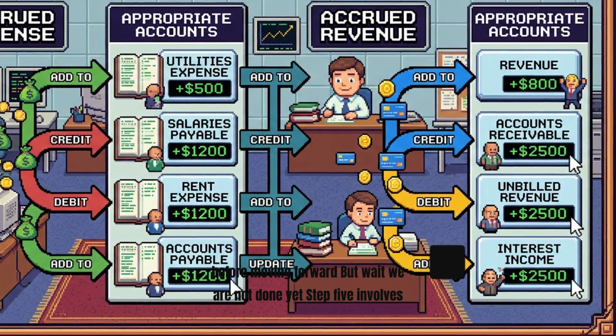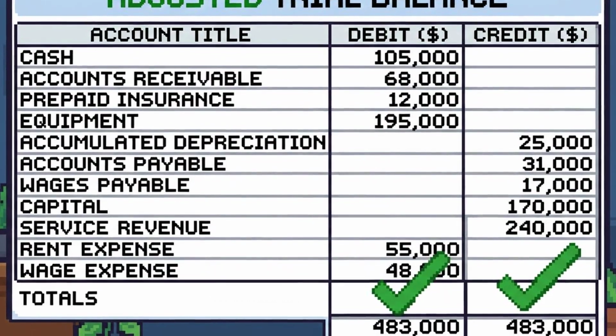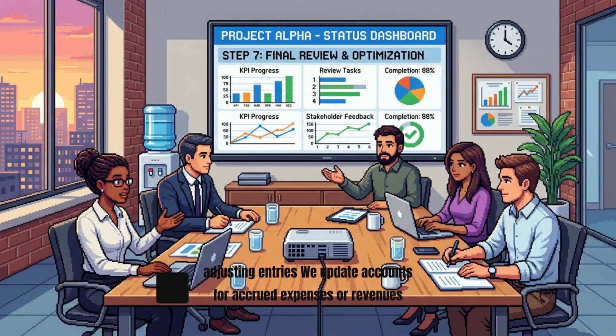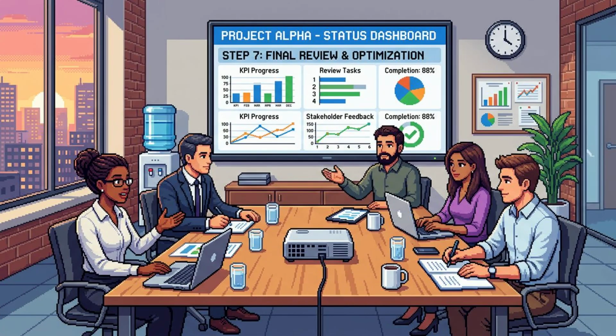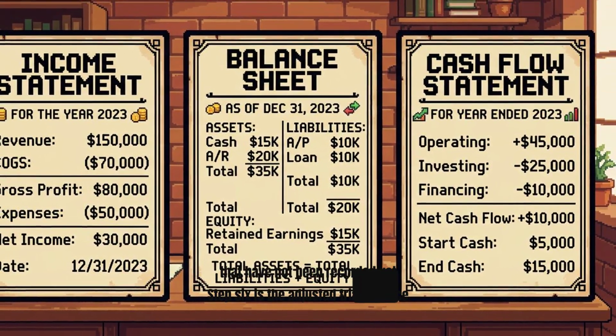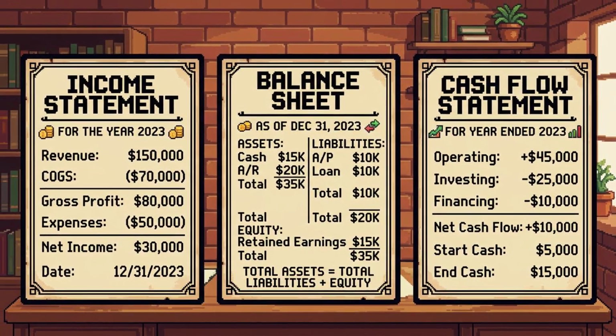But wait, we are not done yet. Step 5 involves adjusting entries. We update accounts for accrued expenses or revenues that have not been recorded yet. Step 6 is the adjusted trial balance, verifying everything is balanced after our adjustments.